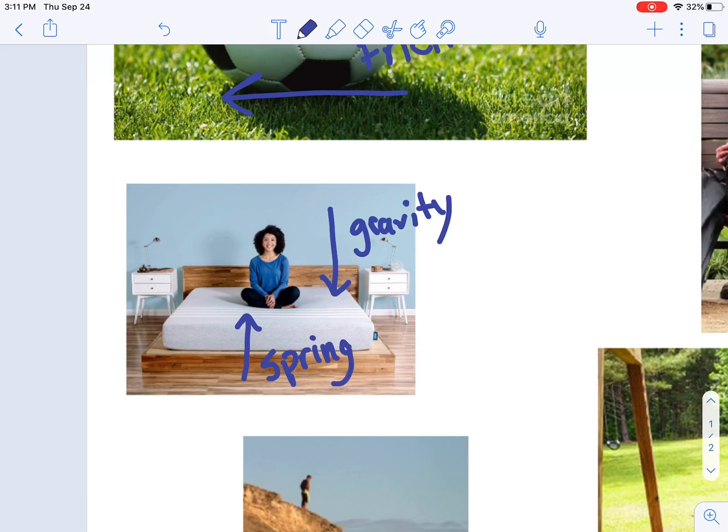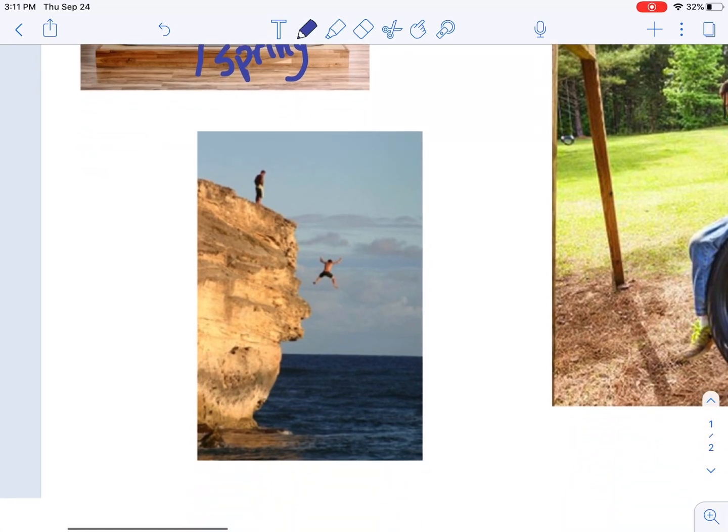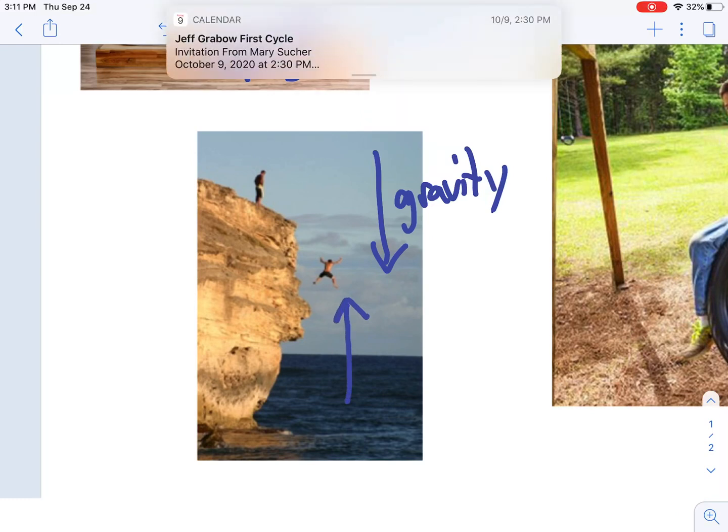Okay, but they are going up. They're not going down. Those springs are pushing a force going upwards. That's what holds you up on the bed. Okay, this next example, of course, we have the force of gravity going down. Okay, now this person is going down rather rapidly, but he is being slowed down by the force of air resistance.